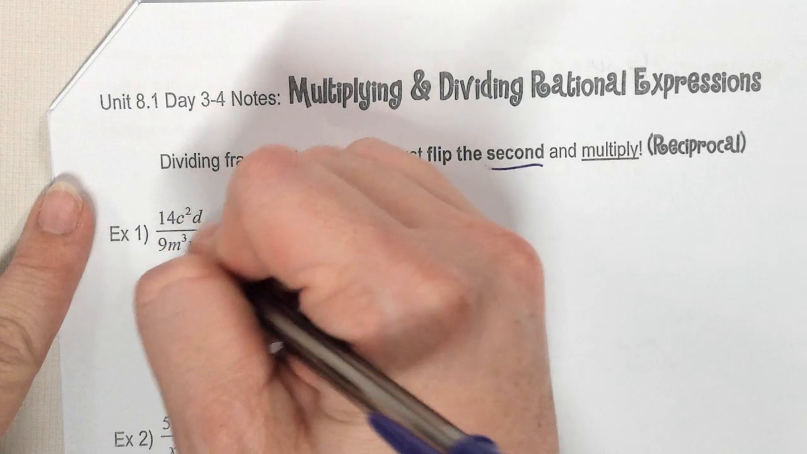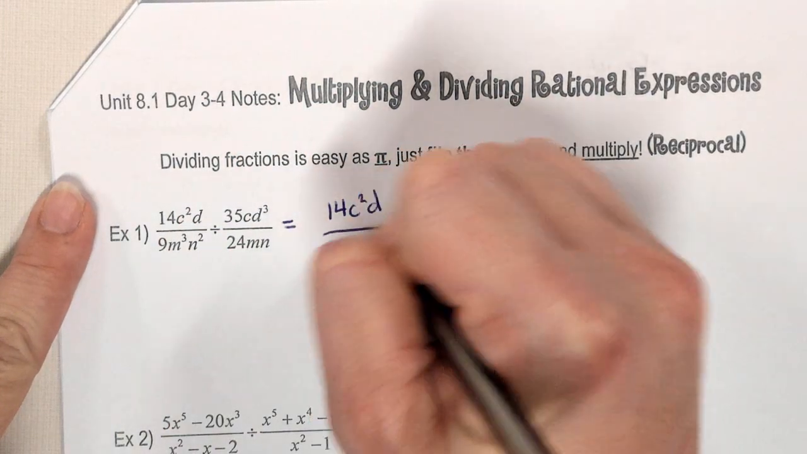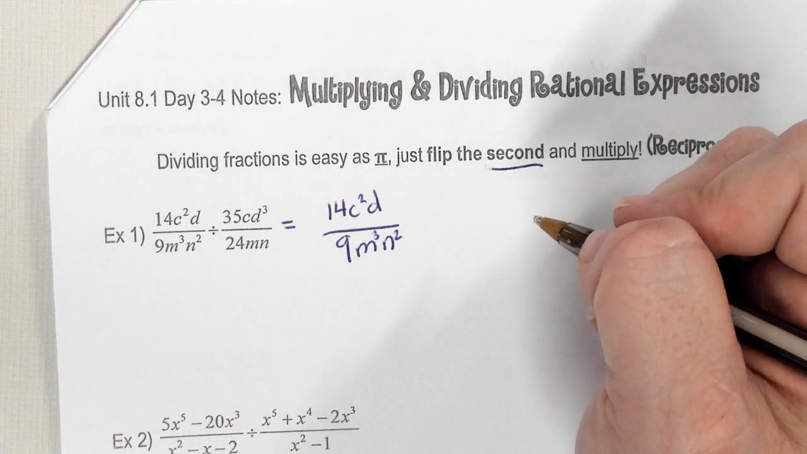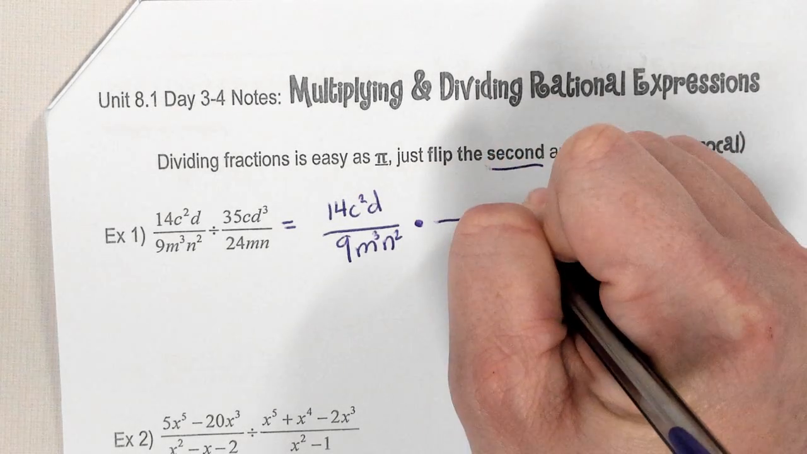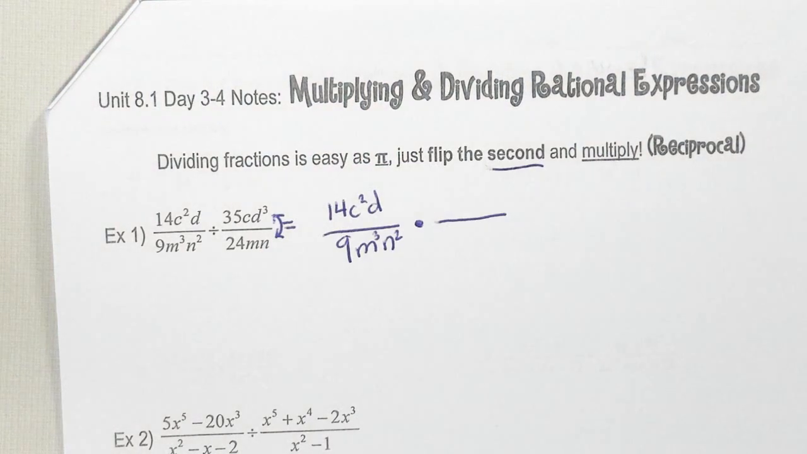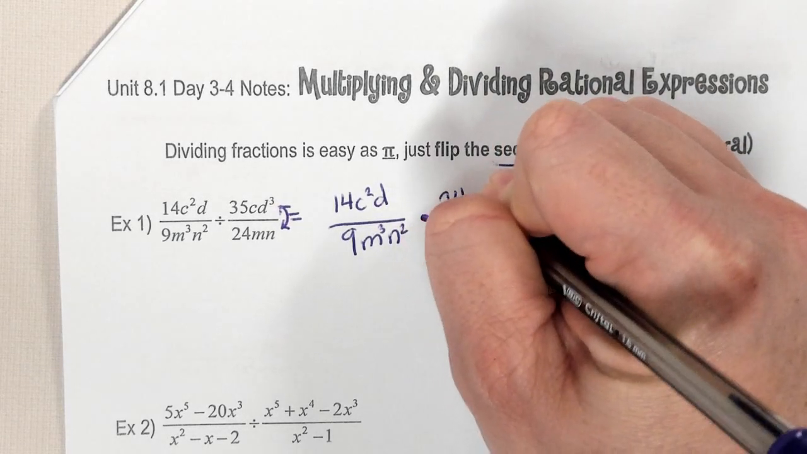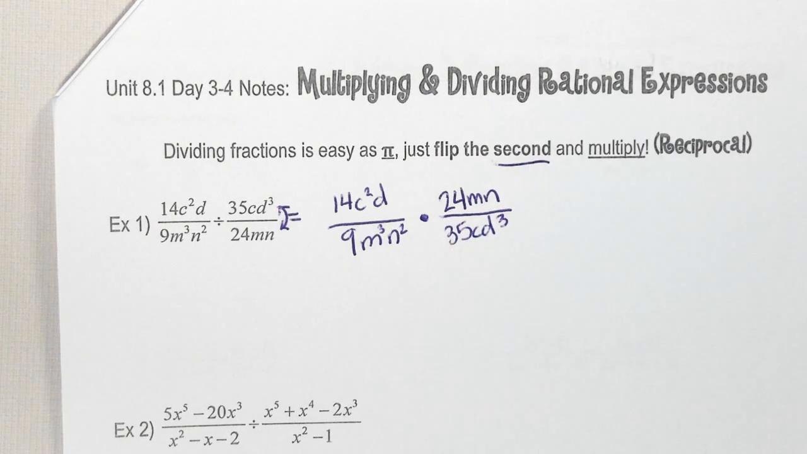All you have to do is rewrite the first one exactly. Didn't change the first fraction, right? It's still the same. I'm going to change it to multiplication, and I'm going to flip what was after my division symbol. I'm going to write the reciprocal. So this becomes 24mn over 35cd cubed. Now does it look that terrible? Division, I feel like, scares everybody.